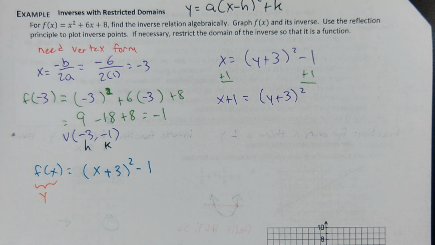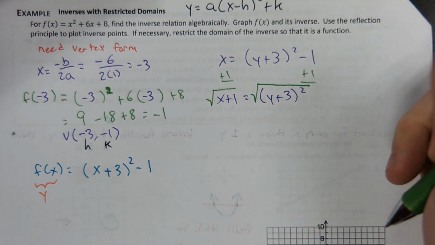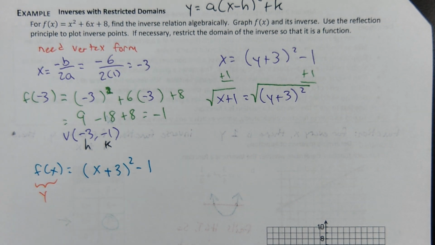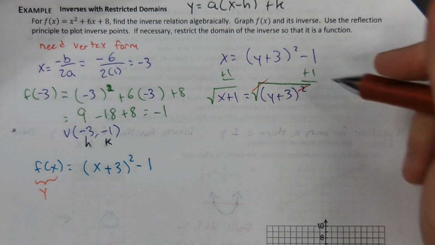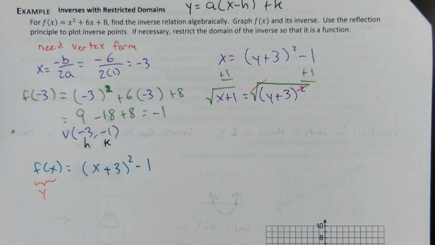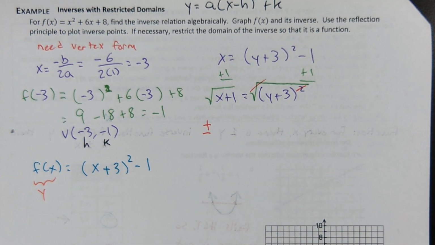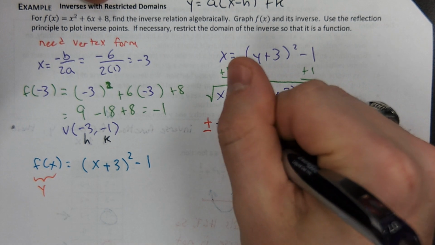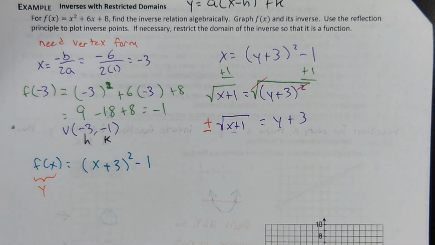Y is stuck inside a set of parentheses that have a square on them. How do I get rid of squares again? You guys can just shout it out. Square roots. Okay. We have to take the square root of both sides. What do we have to remember to do when we cancel a square with a square root? Plus or minus. Plus or minus, that's two different things. Plus or minus the square root of x plus 1 equals y plus 3.